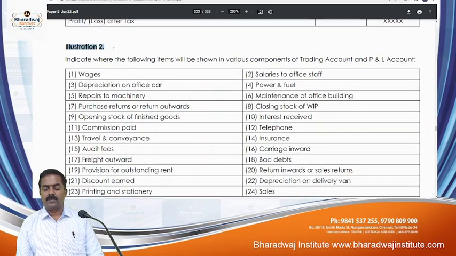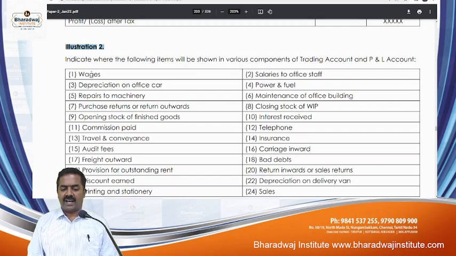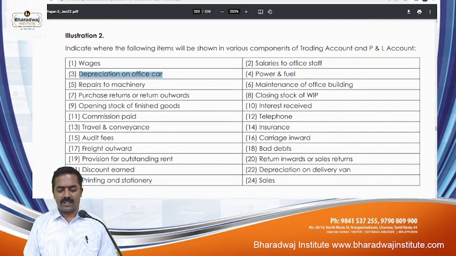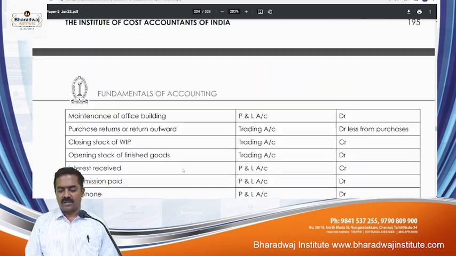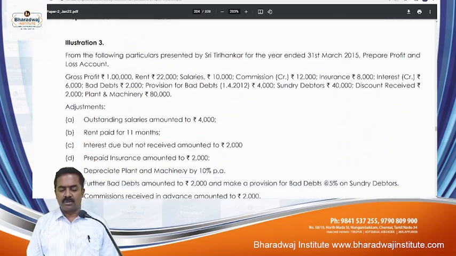Illustration 2, in this model, one question is sure. Where will these items come? Wages, which account? Trading account. Depreciation on car, P&L account. Repairs to machinery. Purchase returns, trading account. Opening stock. Commission. Which item comes where, they can ask you questions on that. So the solution is there, you can go through it.